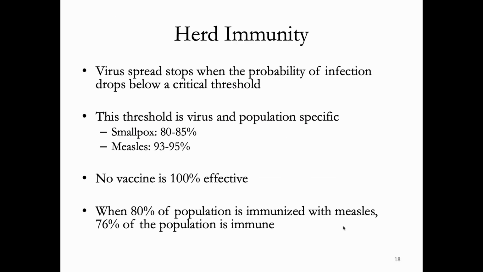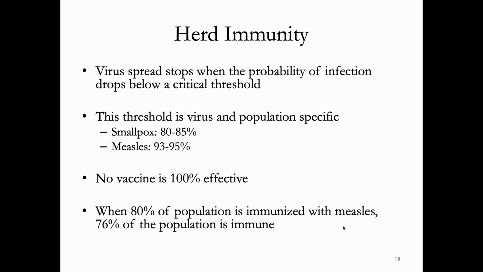So the idea is that spread of the microbe is going to drop when the probability of infection is below a particular number. The exact number that you need to block spread of any particular pathogen really varies based on what microbe we're talking about. So there are lots of parameters that have to do with the microbe and how easily it's transmitted that vary here. So smallpox, 80 to 85% of people need to be vaccinated. Measles, it really needs to be about 95%.